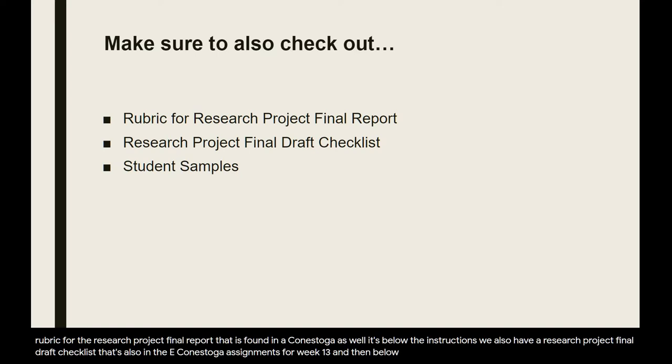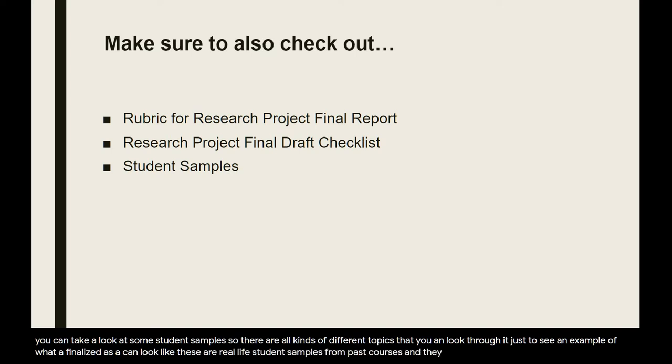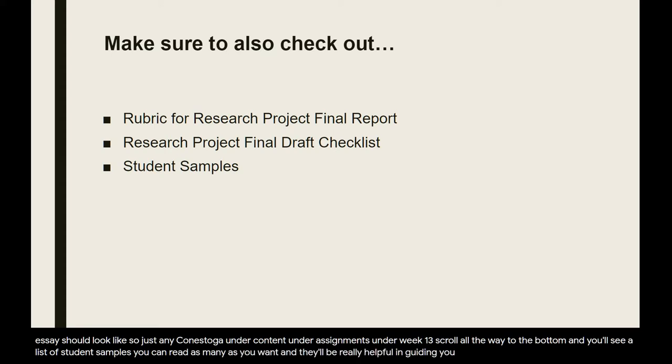And then below at the very bottom, I've made it visible for you guys now. You can take a look at some student samples. So there are all kinds of different topics that you can look through just to see an example of what a finalized essay can look like. These are real life student samples from past courses, and they will give you a really great idea of what your essay should look like. So just in Conestoga, under content, under assignments, under week 13, scroll all the way to the bottom and you'll see a list of student samples. You can read as many as you want, and they'll be really helpful in guiding you.